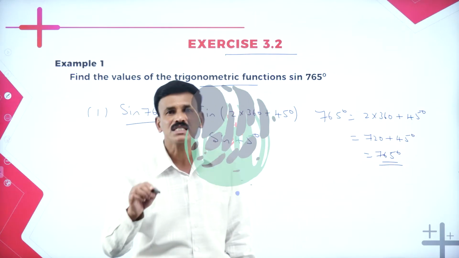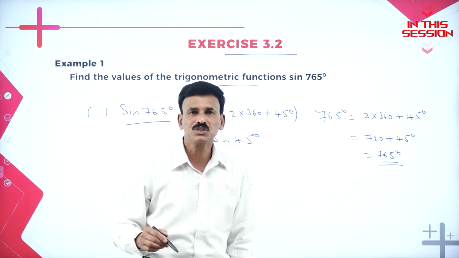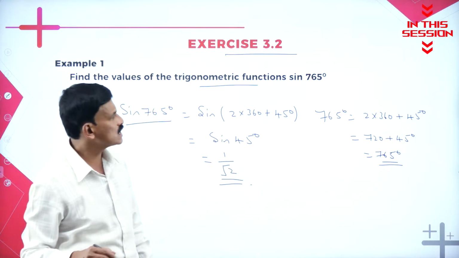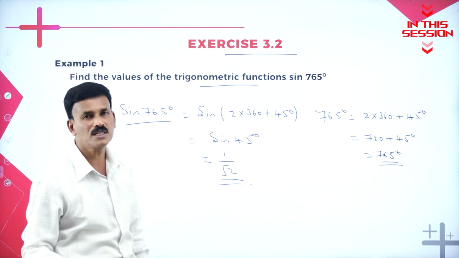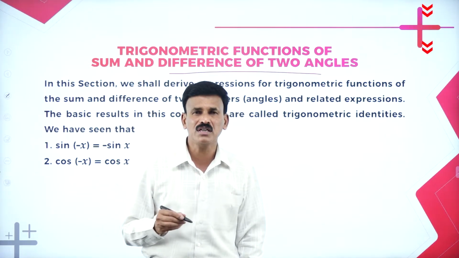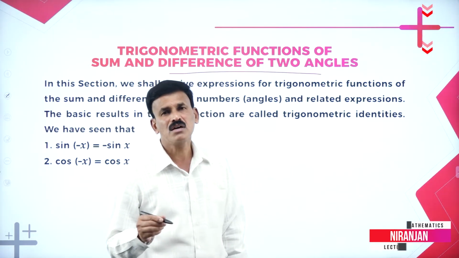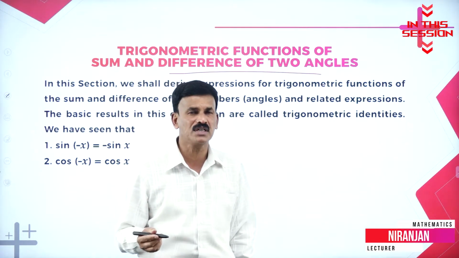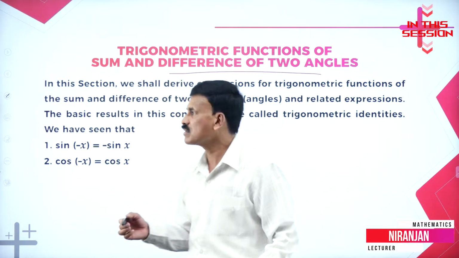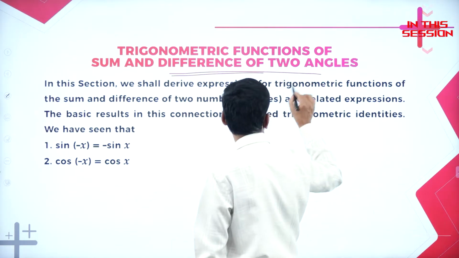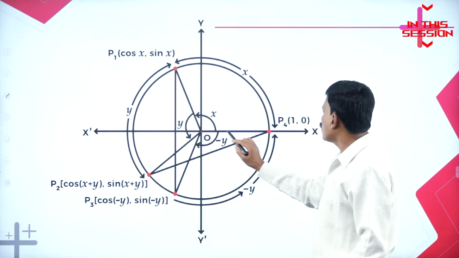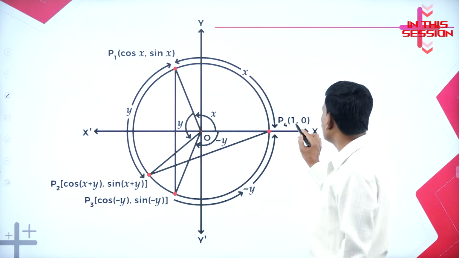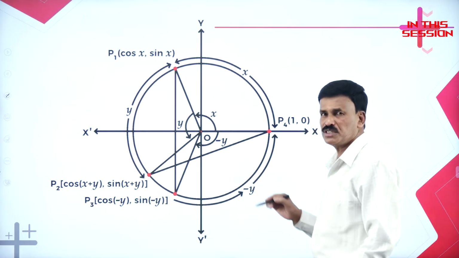Just convert 765 degrees into less than 90 degrees by using the relation 2 into 360 plus 45 degrees. Suppose you want to find the value of sine of 15 degrees, cos 15, tan 15, or sine 75, cos 75, tan 75. For that we are going to use the concept of the sum and difference of two angles. Therefore, the coordinates of P4 are x is equal to 1 and y coordinate is 0. 1, 0 is the coordinate of the point P4.